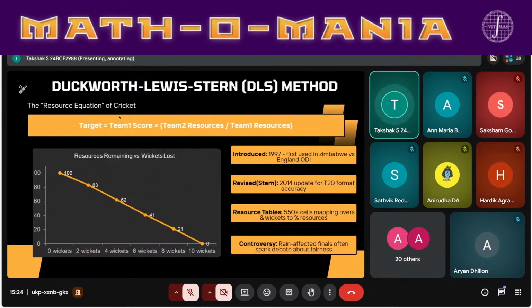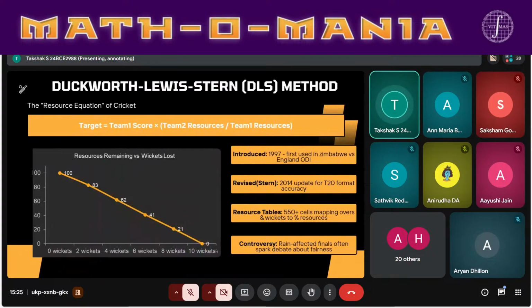The next topic is the Duckworth-Lewis-Stern method, which is popularly called the DLS method. Every time rain interrupts a cricket match, DLS comes into play. It governs how targets are adjusted when overs are lost. And while virtually every cricket fan knows it exists, very few understand how it actually works.